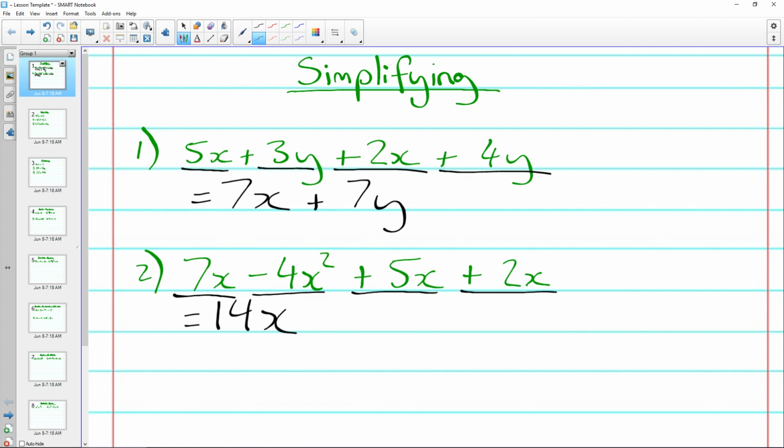And now we're going to look at the x squares. And it's just that. So we're just going to keep that minus 4x squared. It doesn't magically become a plus or anything like that. And again, what we're not going to do now is do 14 minus 4, so that's 10. Because again, they're not like terms. One of them is x, one of them is x squares. They might as well be different letters at that point. So that's just some basic simplifying.